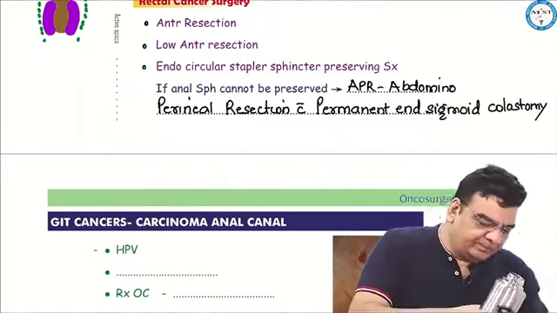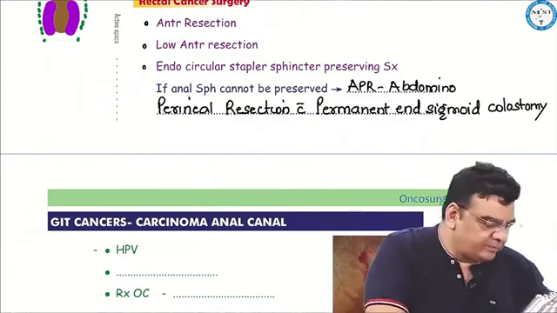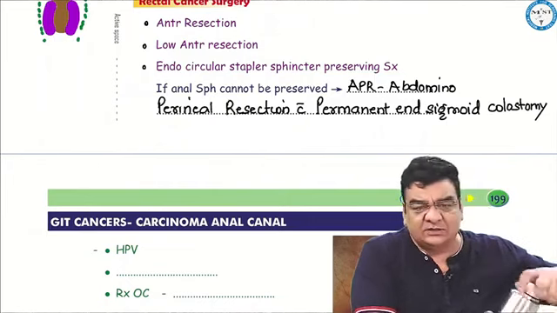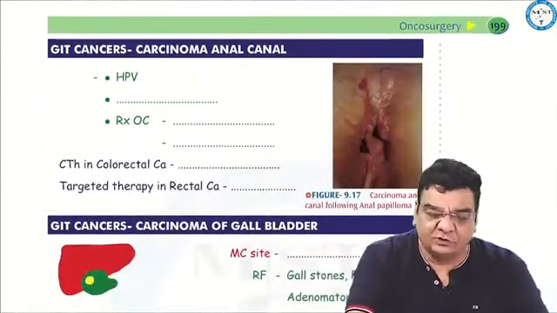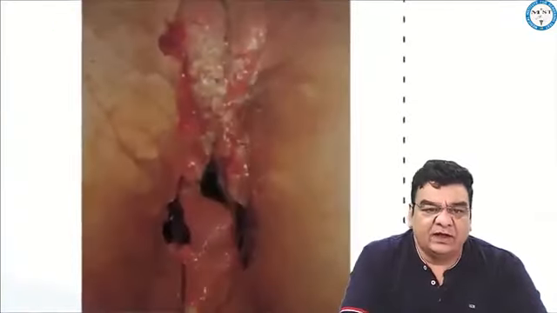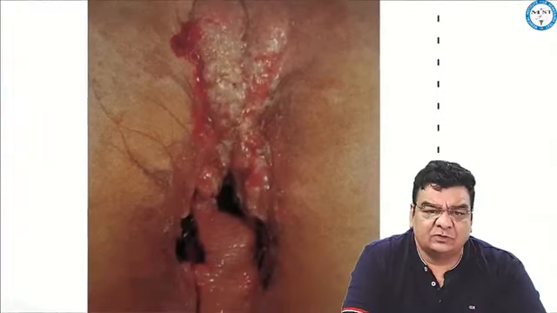In the GI tract, last is the cancer of anal canal. Anal canal cancers, we know, is something which is related to human papilloma virus infection. This is an image of the anal canal cancer. This is a squamous cell carcinoma.